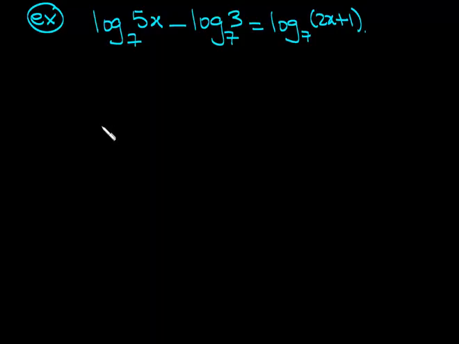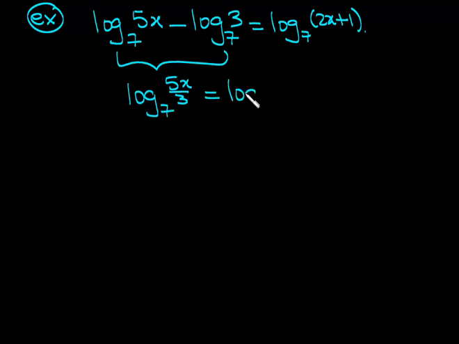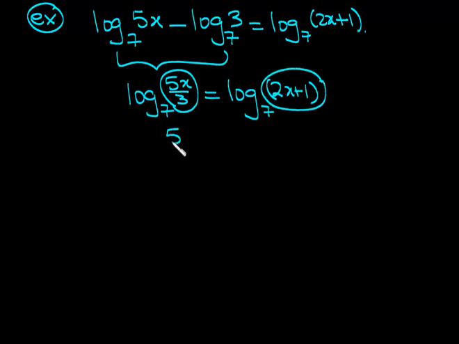Alright, so we want to solve this for x, so we combine two of them. There's a negative in the middle, so we'll use the quotient property. So we get log of 5x over 3 base 7 is equal to log of 2x plus 1 base 7. Is that okay? Now I have two log terms equal. Since log is a one-to-one function, that's only going to happen if this is equal to this. So we get 5x over 3 is equal to 2x plus 1, and this is over 1.